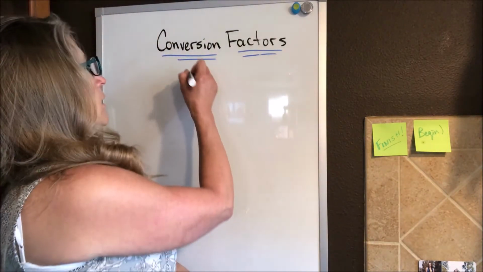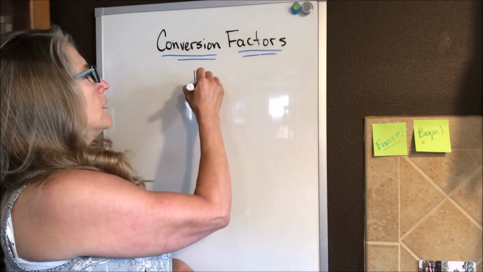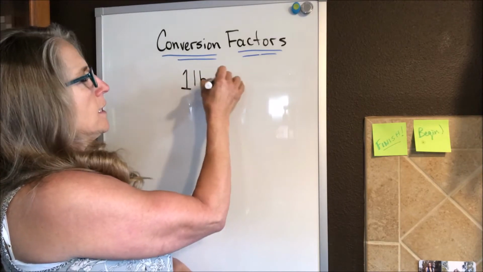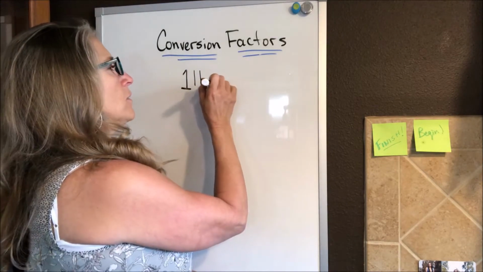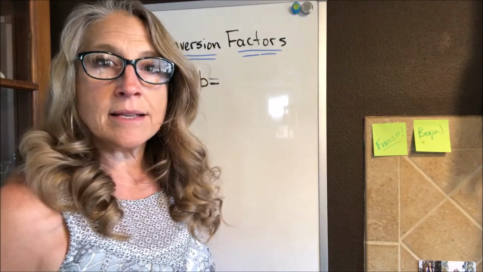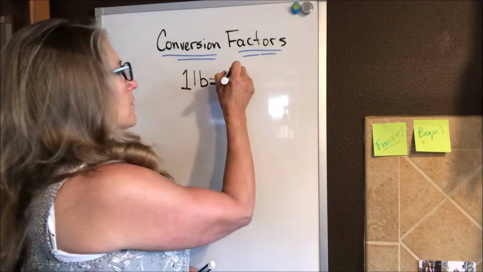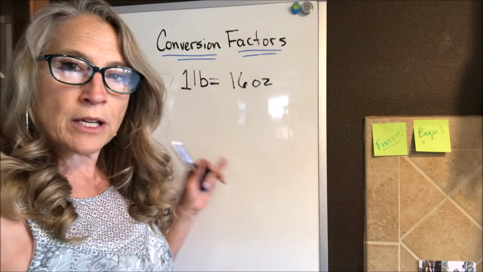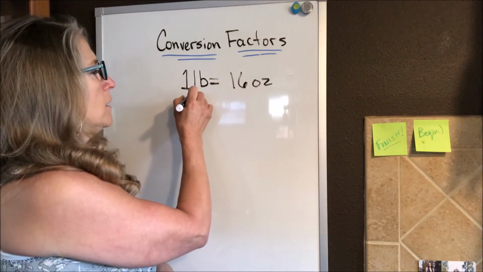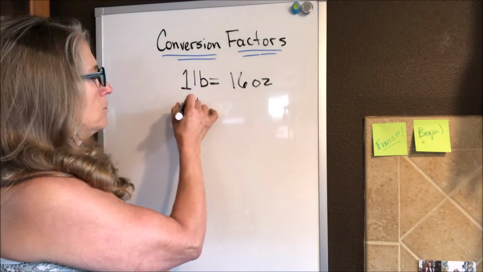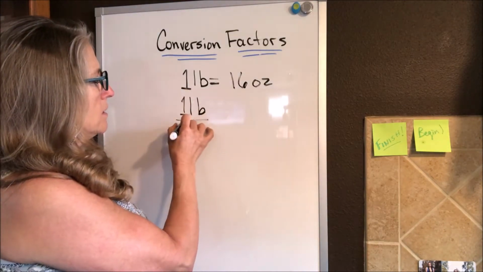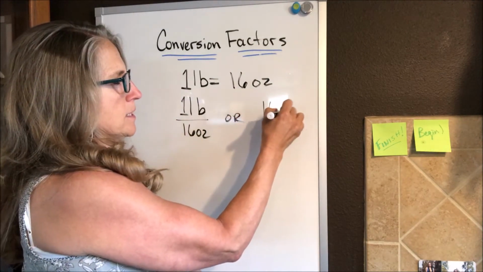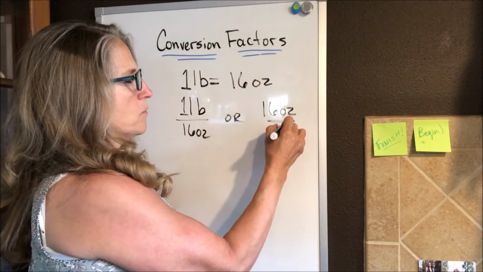So I know I need pounds, and I'm going to have 1 pound over here. And then I know that 1 pound is the same as 16 ounces, right? So I have 16 ounces over here. And so my ratio for my conversion factor can either be 1 pound is the same as 16 ounces, or 16 ounces is the same as 1 pound.